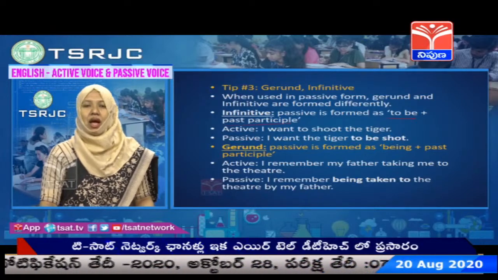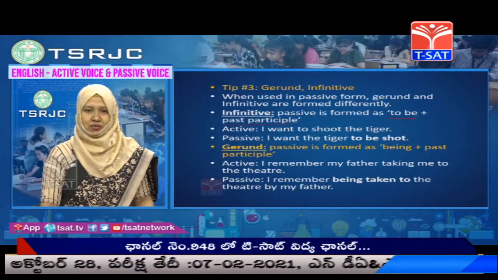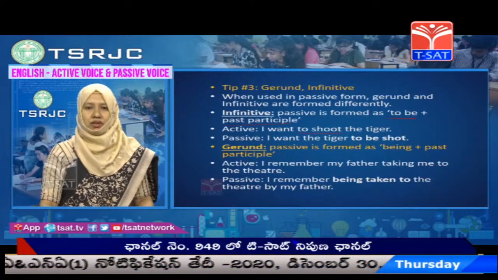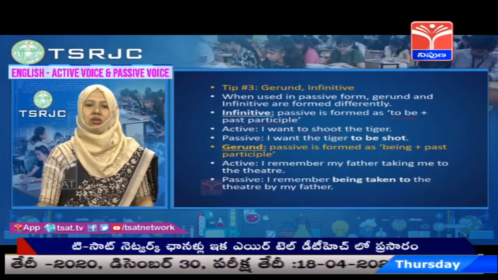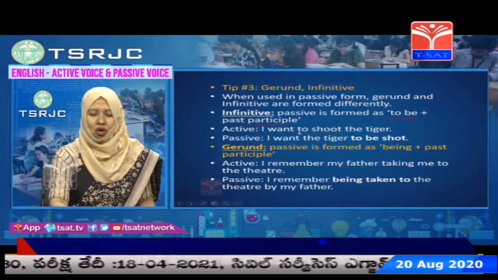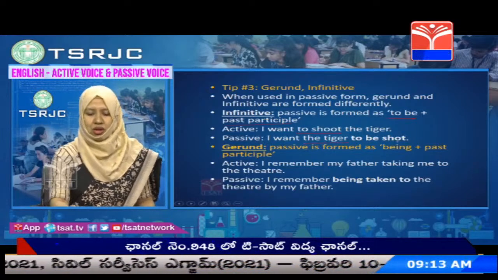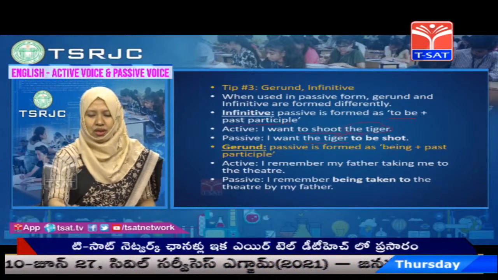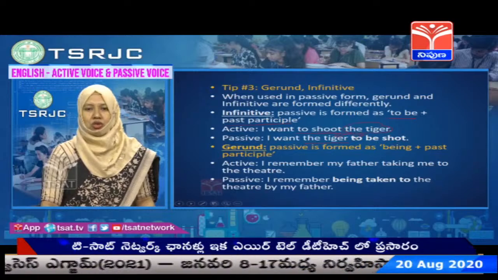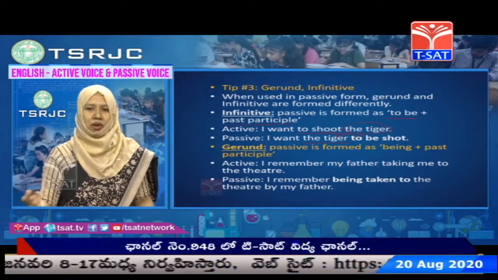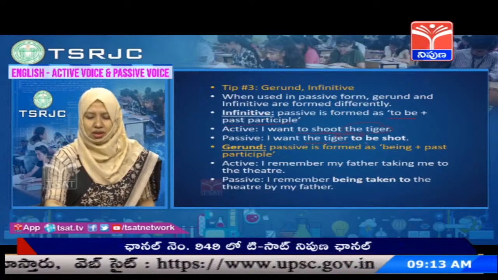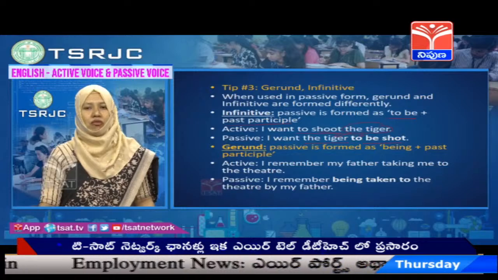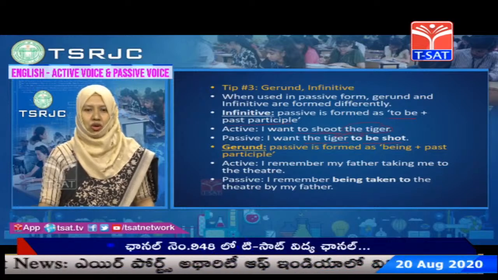For example, I want to shoot the tiger. Here we are using to infinitive. So, how will you change into passive voice? I want the tiger to be shot. The object is becoming the subject, and here you are using to be shot. Shoot is changed into past form shot. So, you are using to be plus past participle form of the verb. I want the tiger to be shot.